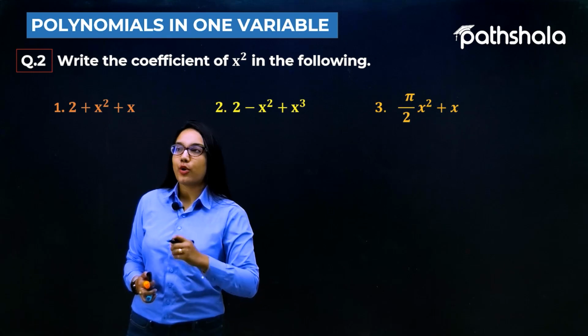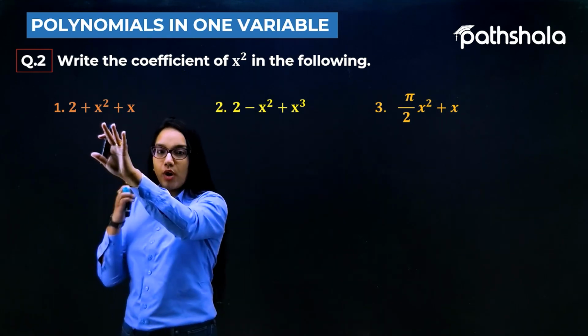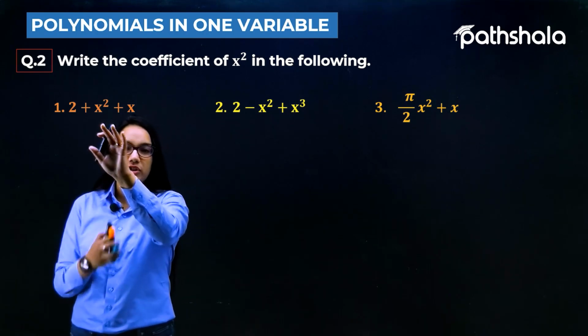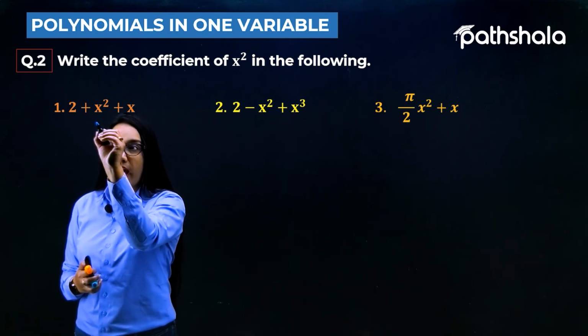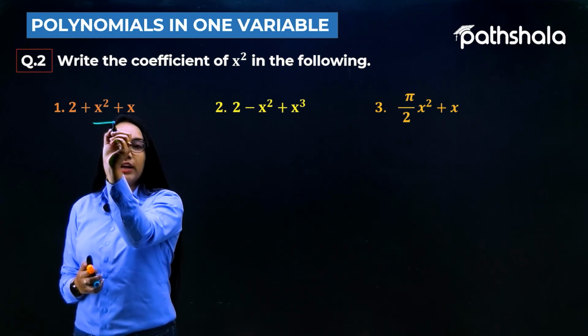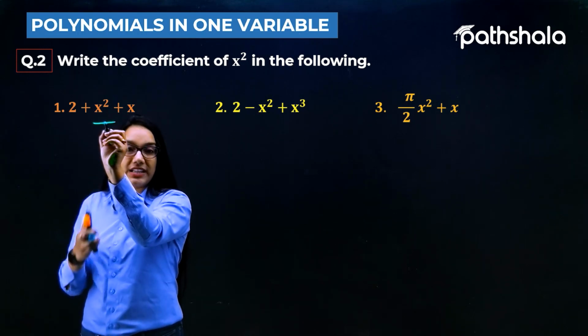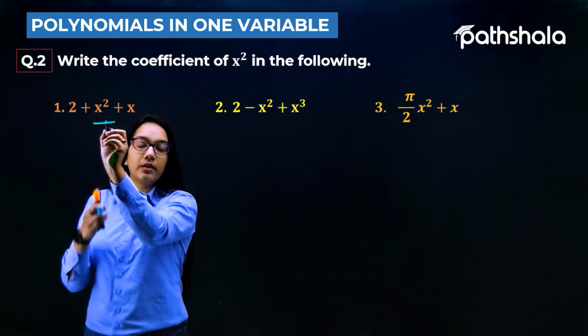So let us suppose I am talking about the very first part. It is 2 plus x square plus x. Now look out for the x square first. As we can see, we do have x square in the middle of this particular polynomial, and the coefficient of x square means the constant which is with this particular variable.